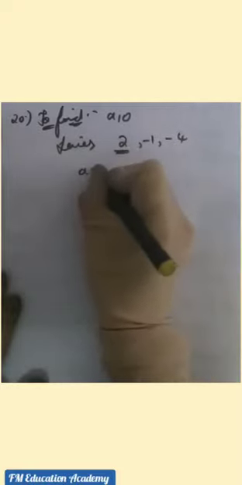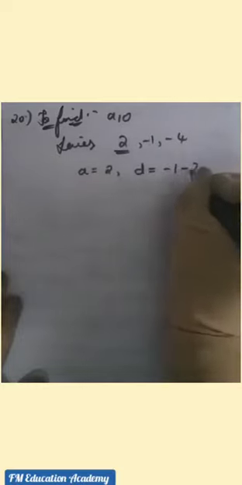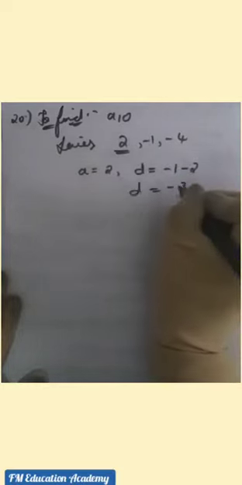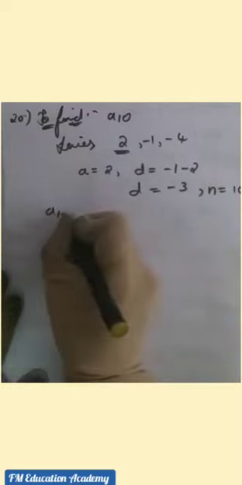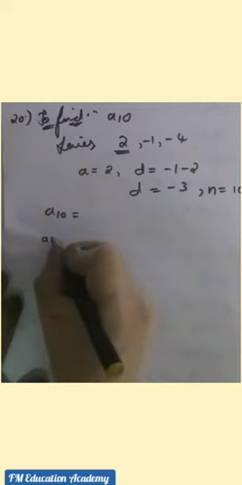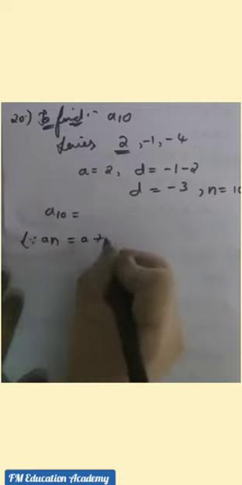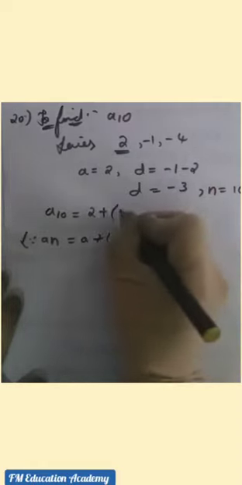So here we can say first term A is 2. Common difference is A2 minus A1, that is minus 1 minus 2, so common difference here is minus 3. And 10th term means the number of terms here will be 10. So A value is given, D value is given, N value is given. We can easily use the formula for AN. AN is equal to A plus N minus 1 into D. So substitute here. A10 is, what is A here? 2, plus N minus 1, that is 10 minus 1, into D. What is D? Minus 3.